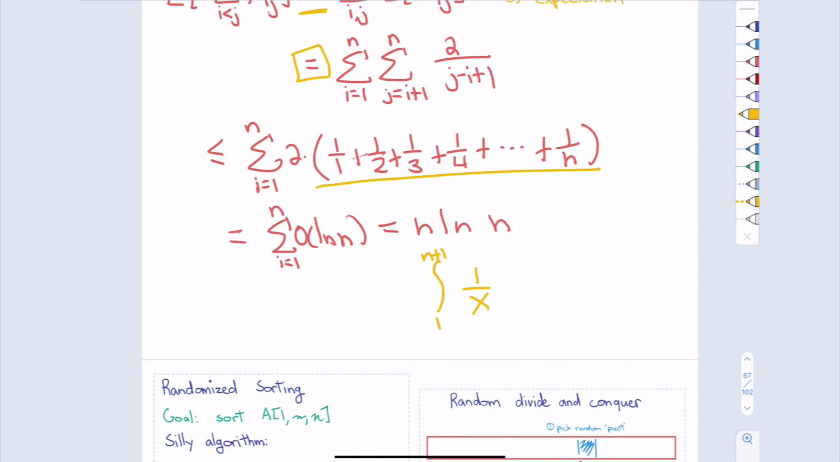All right, fine. We didn't do the high probability bound, that's fine. You don't need it for homework anyway. But that's the expected running time of quicksort. It's a good place to stop.